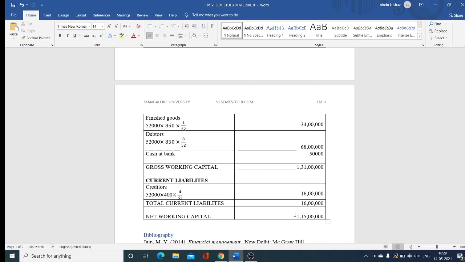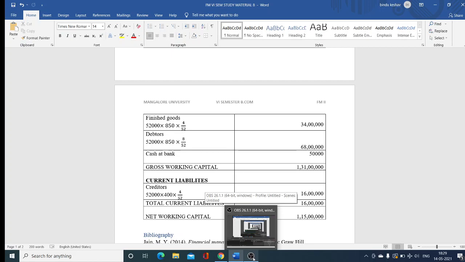We have found out the working capital requirement for the firm. Students, if you have any doubts, you can ask me.